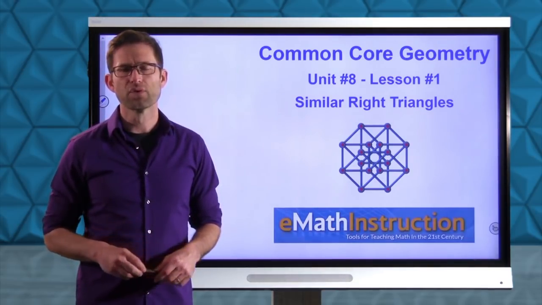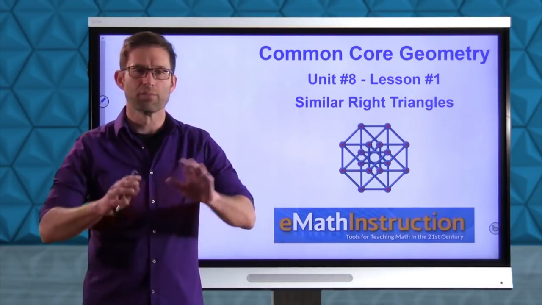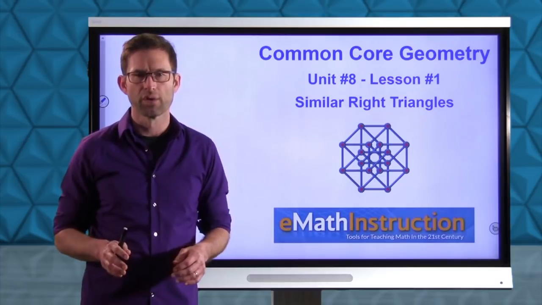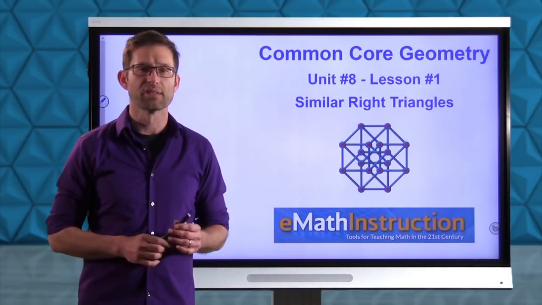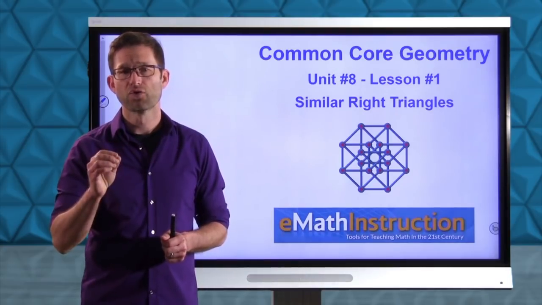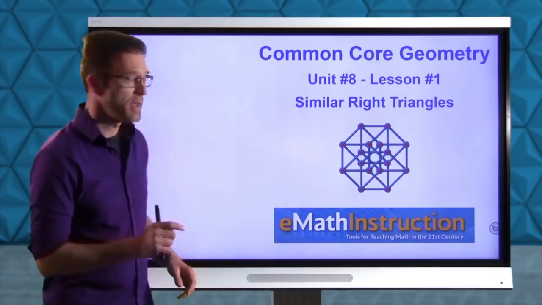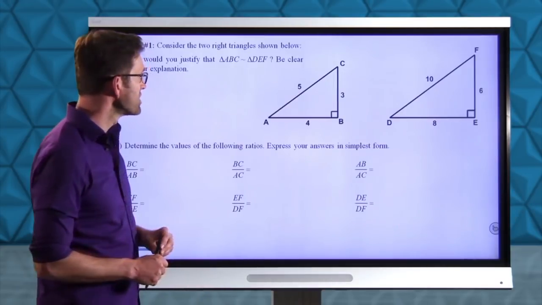And I'm not talking about those ones where we drew the altitude from the right angle to the hypotenuse and broke it up into two similar right triangles like we did in the last couple lessons of unit number 7. We're just talking about similar right triangles in general. So let's get right into those and talk about the lesson today.